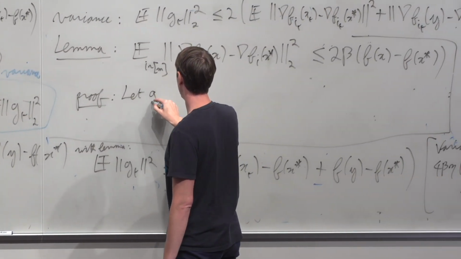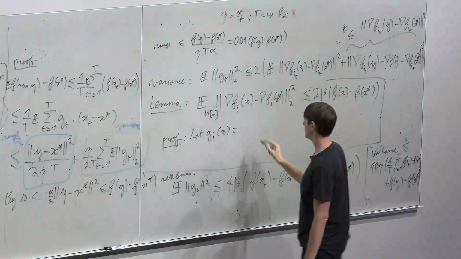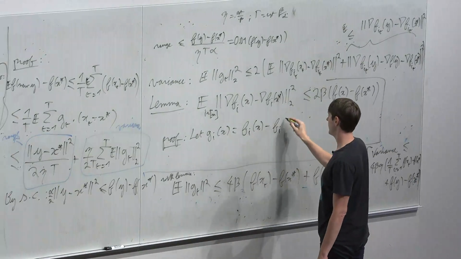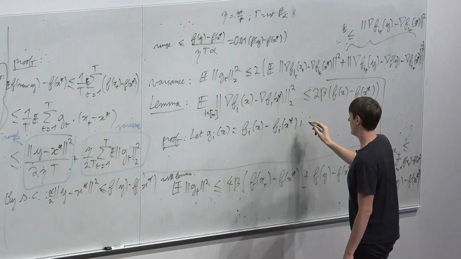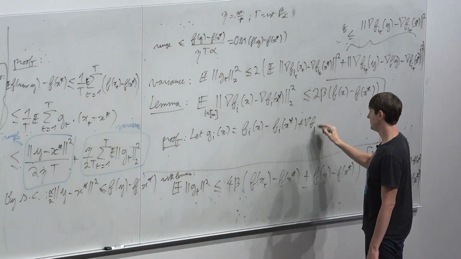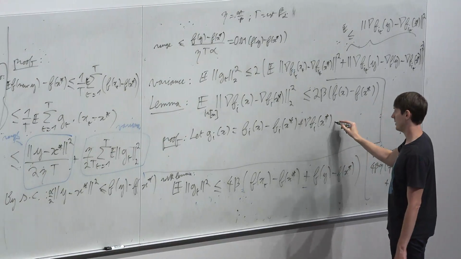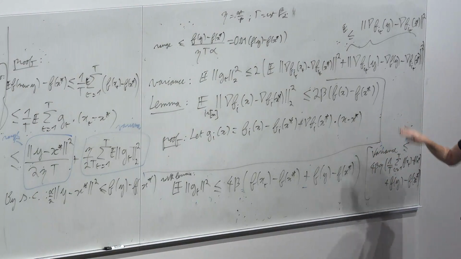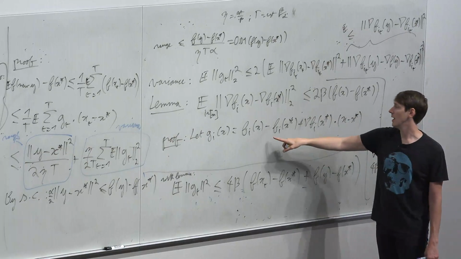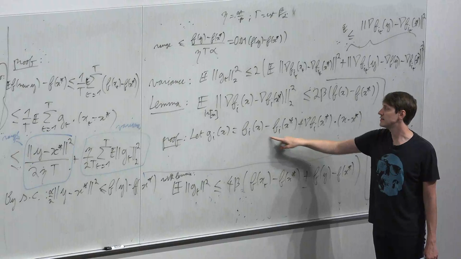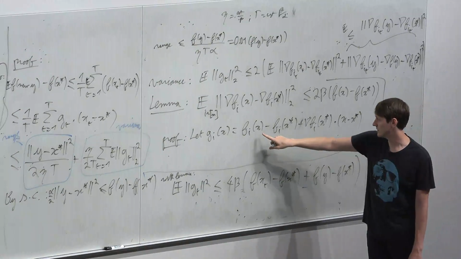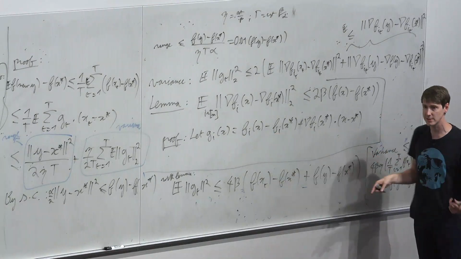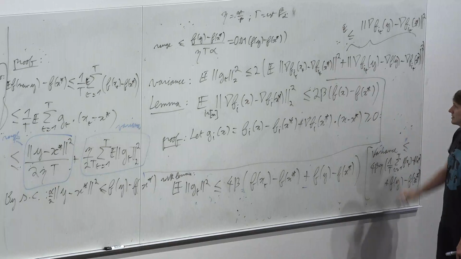Let g_i of x be the following function. It's f_i of x minus f_i of x star minus grad f_i of x star inner product with x minus x star. So I just look at the function on the ith data point. And this is the Bregman divergence term for those of you who know what this is. But it's just the difference between the value at x and the value at the linear approximation at the optimum. So this is non-negative by convexity.